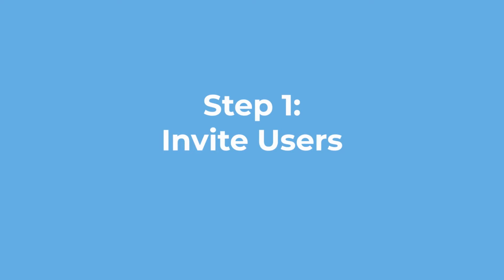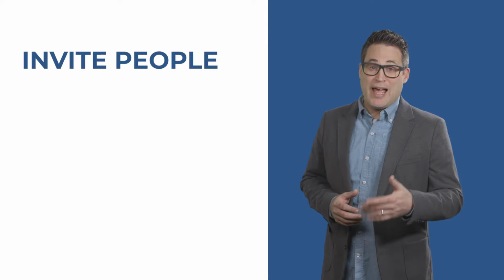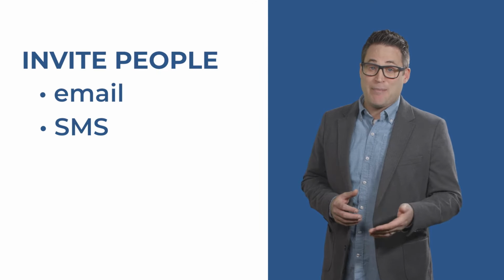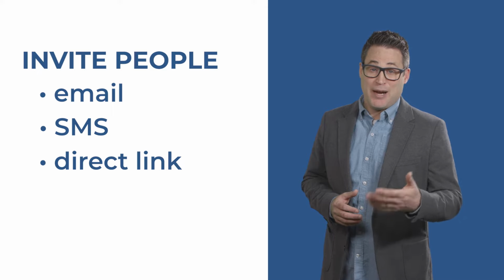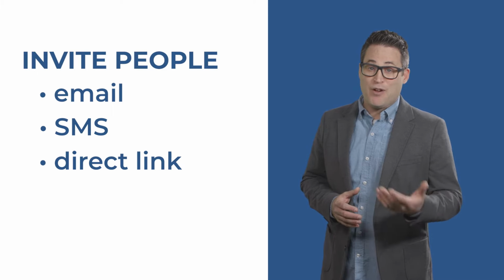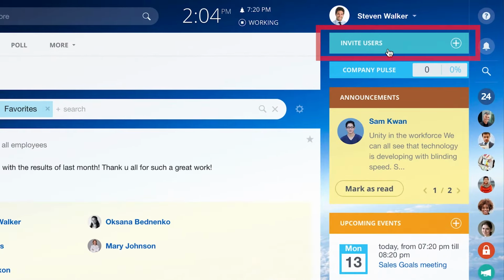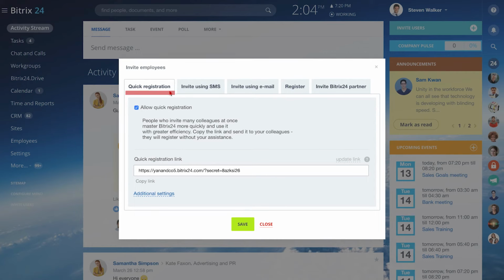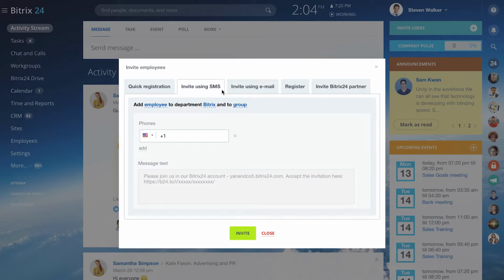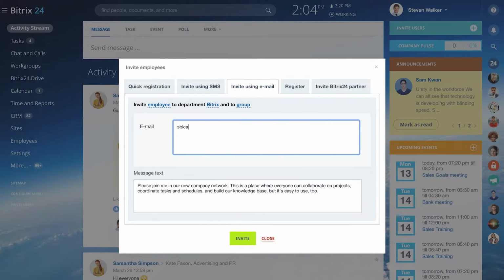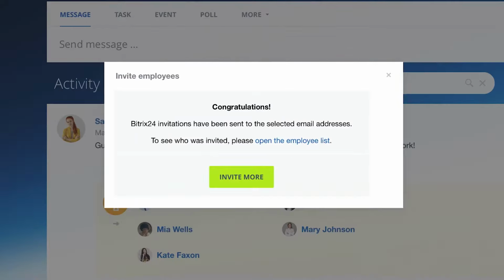Let's get started. First, let's learn how to invite all of your teammates and colleagues to your Bitrix24 portal. You can add new users via email, SMS, or simply by sending them a direct link. All they have to do is follow the link and confirm their registration. To add a user, click on the Invite Users button and choose how you would like to invite them. The invitation process should be handled by one person, the administrator, who adds new users to the portal. This way, you can be sure none of your employees were left out or duplicated.